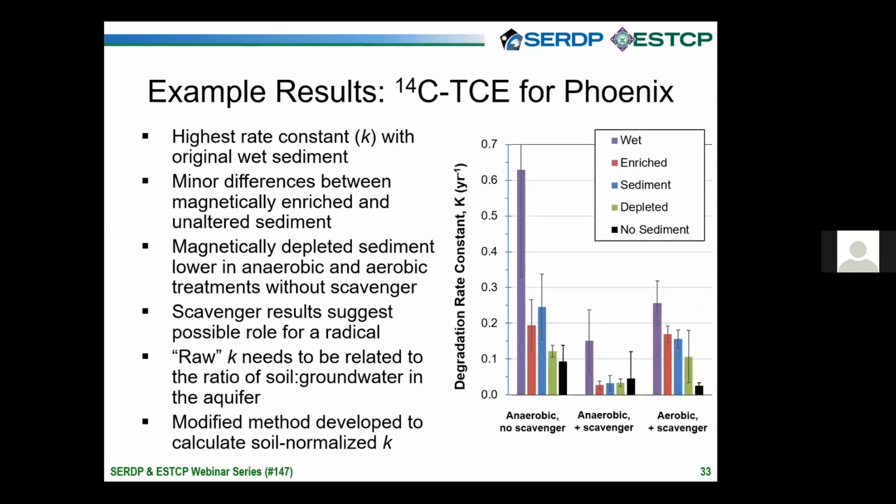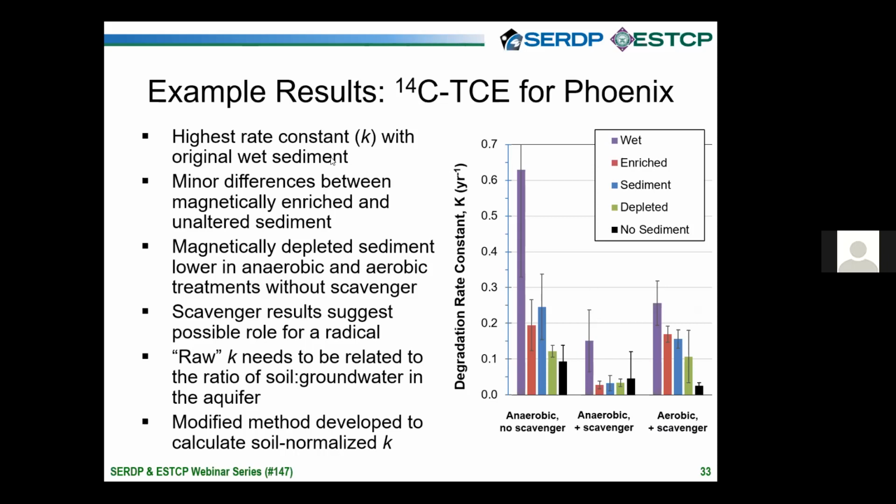By sampling the bottles on a weekly basis and measuring the products, we can determine the first order rate constants. This graph shows the results for the wet soil, the soil that's been dried and enriched in magnetic material, the sediment without any enrichment, the magnetically depleted soil, and then the controls with no sediment. And then here are the 3 treatments: the anaerobic treatment without a scavenger, the anaerobic treatment with the hydroxyl radical scavenger. And I just discovered that was a typo. This is the aerobic treatment with no scavenger present.